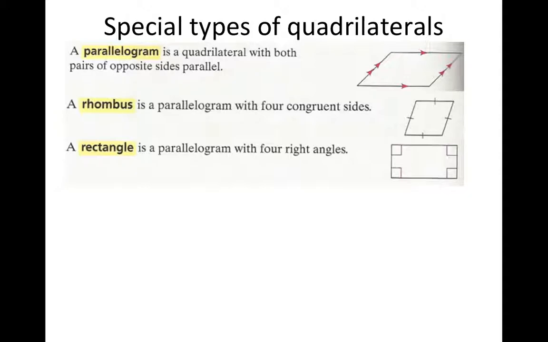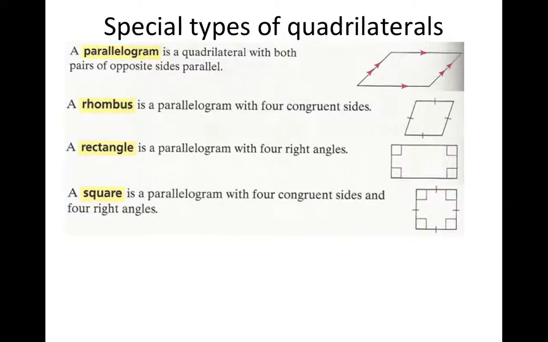A rectangle is a parallelogram with four right angles. So its opposite sides are parallel, and each of its angles is a right angle. A square is a parallelogram with four congruent sides and four right angles. So it's both a rhombus and a rectangle and a parallelogram all together. That's a square.